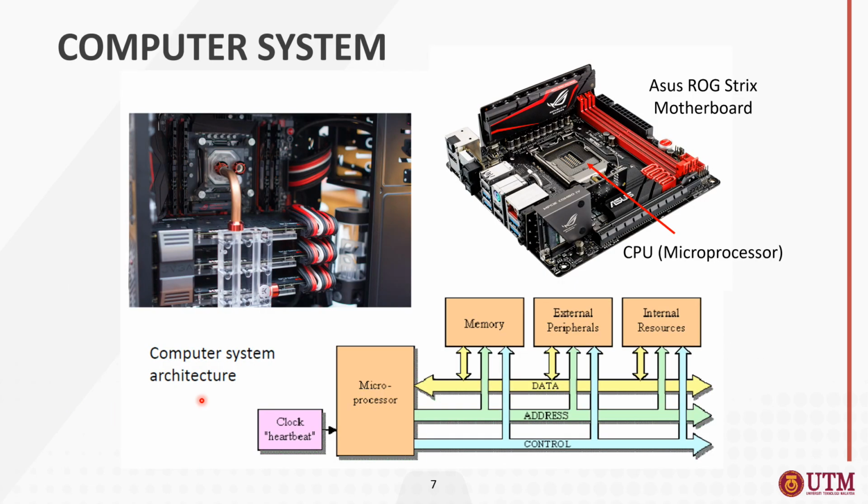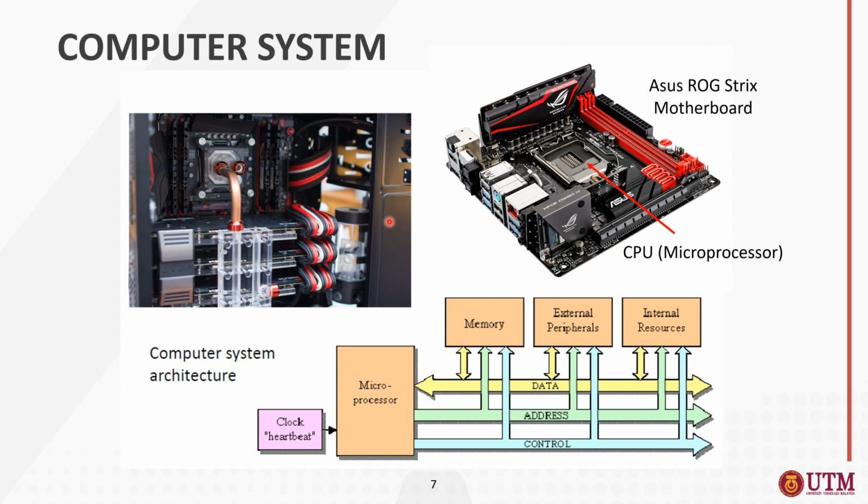Okay, so next is a computer system. This is actually a general computer system, not an embedded system. In a computer system architecture, they have the microprocessor, memory, external peripherals and internal resources, and all of those are controlled by the microprocessor. They also have a clock, which is the heartbeat of your computer. If your clock or the battery of your clock malfunctions, your computer cannot function well. I think it cannot function at all.